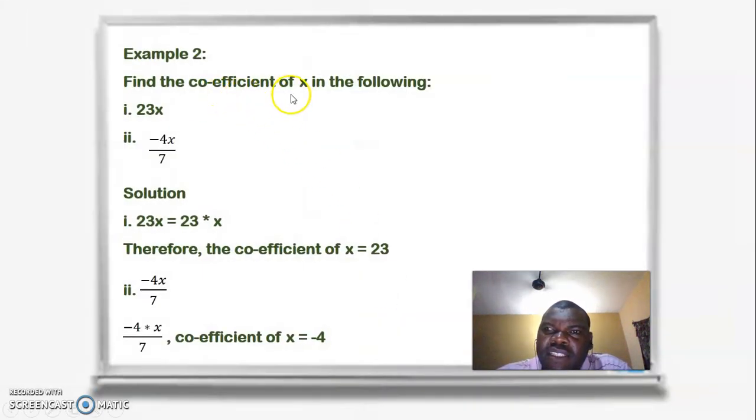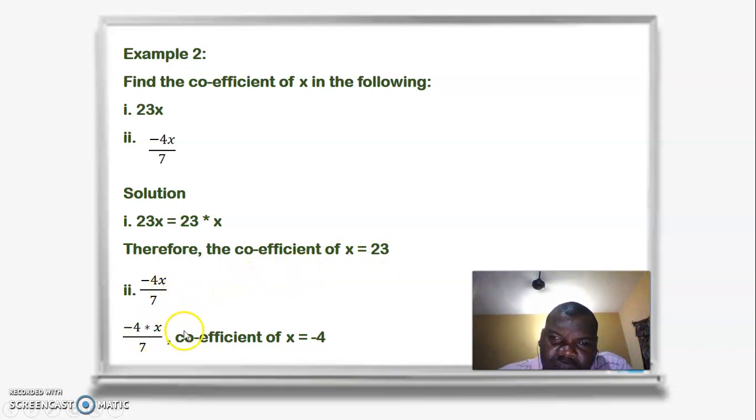This is example 2. Find the coefficient of x in the following: 23x and minus 4x over 7. Let's look at the solution. 23x means 23 times x. Therefore, the coefficient of x is equal to 23.